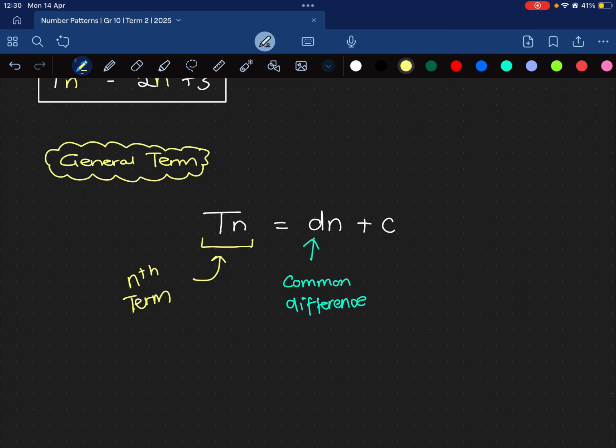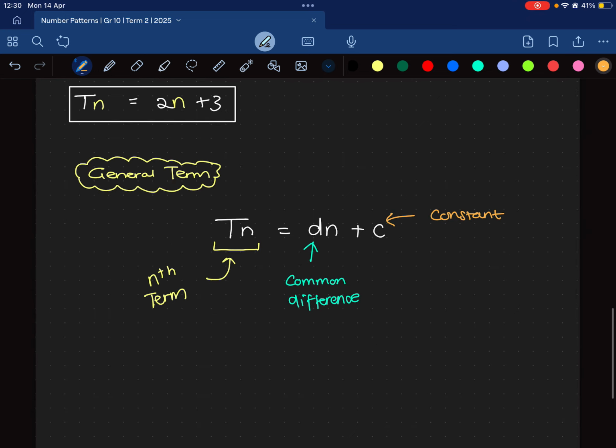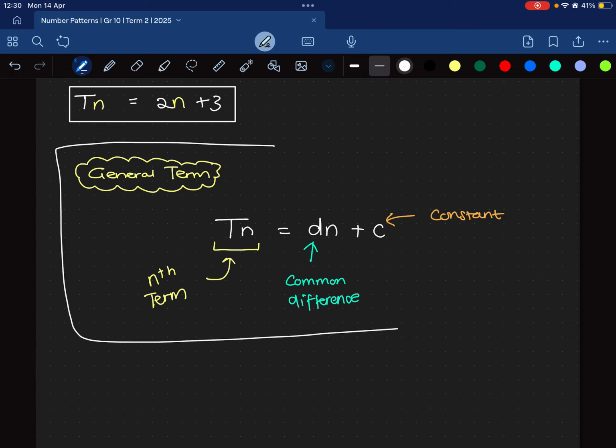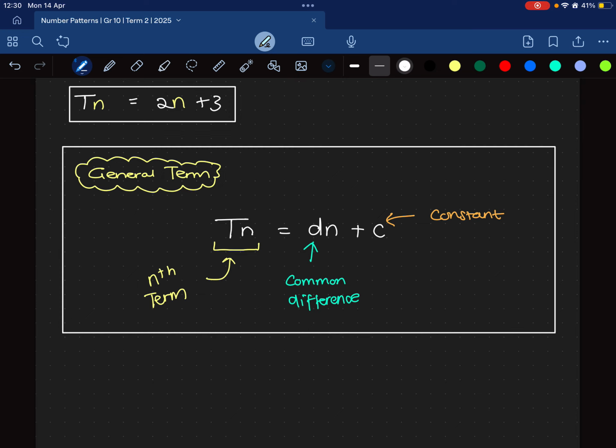And then the C value, we use C because the C value represents a constant number, which would essentially get us to the number that we want. Okay, so this is just a general equation that we use, and you'll see that it will probably make a bit more sense when we cover some more examples using it.